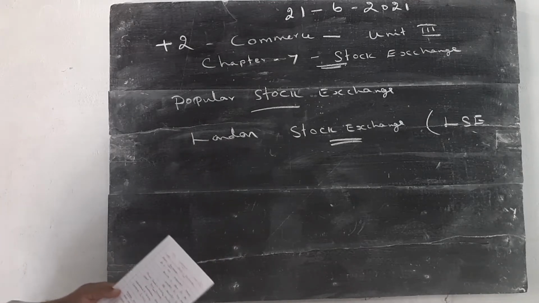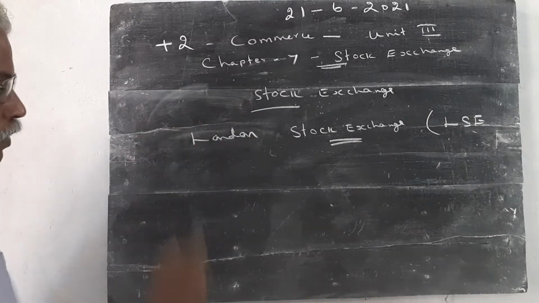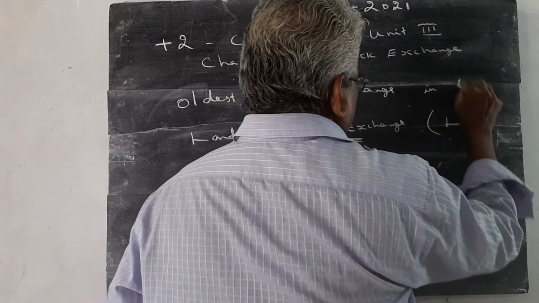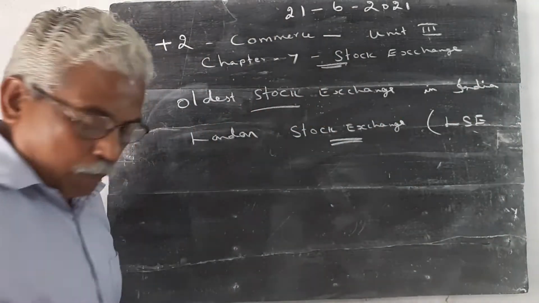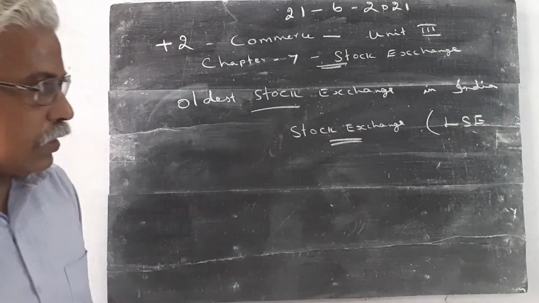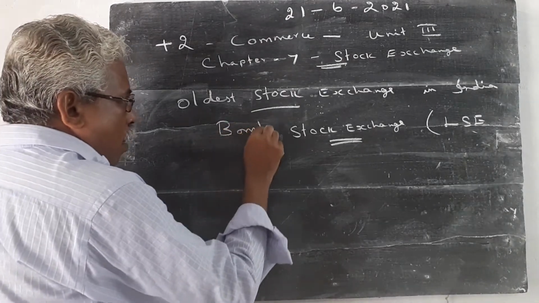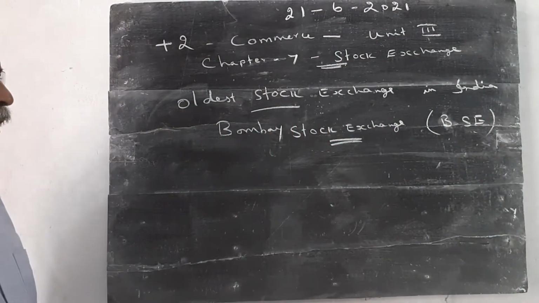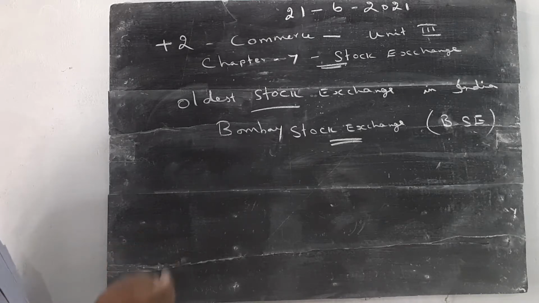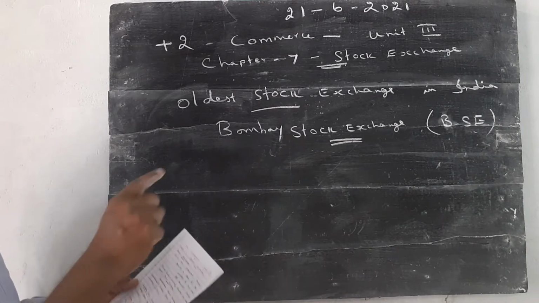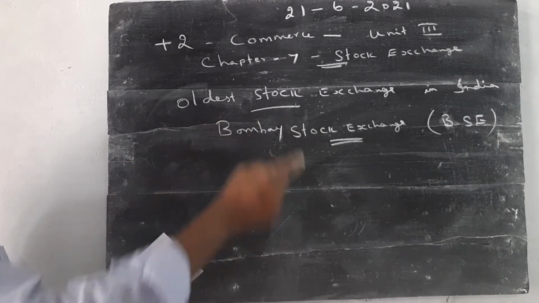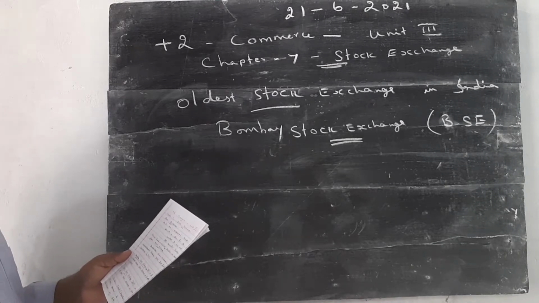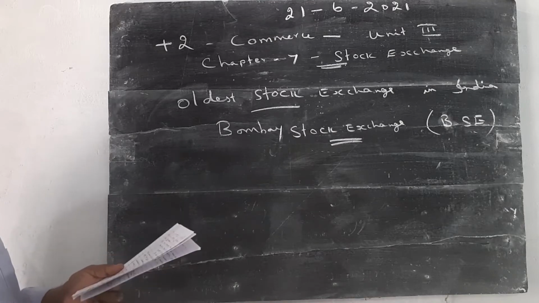Then, the oldest stock exchange in India is Bombay Stock Exchange. In short form, it is called as BSE, Bombay Stock Exchange. Oldest stock exchange in the world, Amsterdam Stock Exchange. Then, most popular stock exchange in the world, the London Stock Exchange.